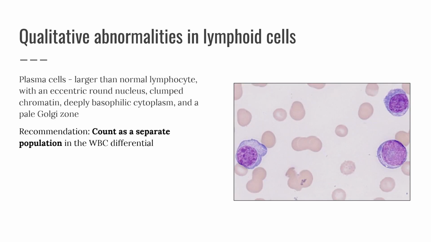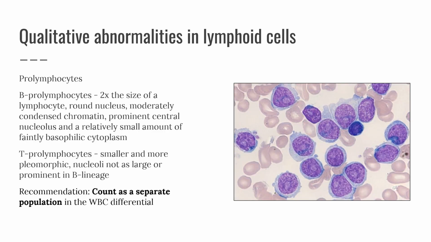Plasma cells have eccentrically located nuclei with clumpy chromatin and abundant basophilic cytoplasm. The recommendation is to count them as a separate population in the WBC differential. So, no immunophenotyping required for this one. Prolymphocytes were mentioned in the lymphoid development and morphology. What is shown here are cells from your B prolymphocytic leukemia. These are counted as a separate population in your WBC differential.